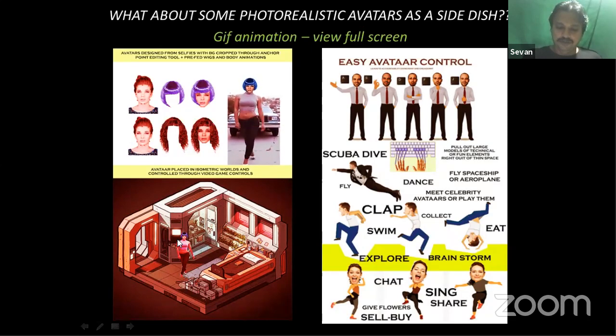And then you're inside the classroom as an avatar, and you can move around just like in a video game or, let's say, Second Life. So I came up with something called easy avatar control, which means the keys change expressions. It's more like the real deal. So you can do all kinds of stuff. You can clap, swim, collect, chat, scuba dive, fly, right?